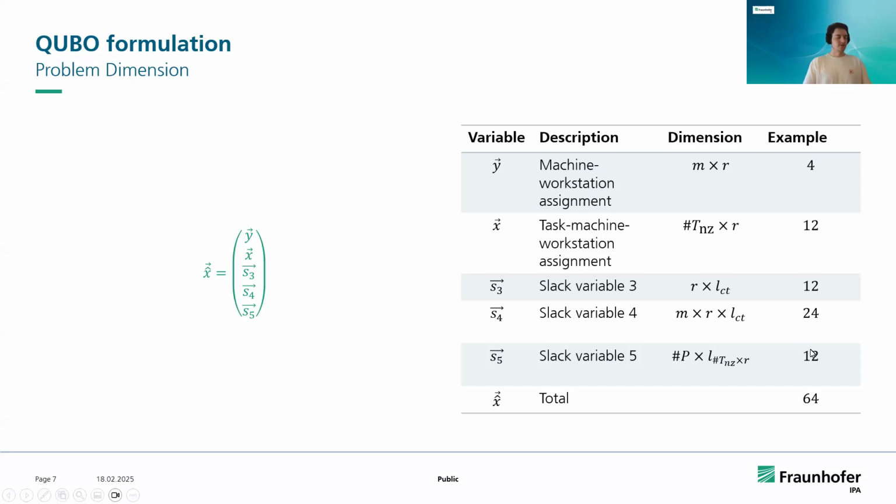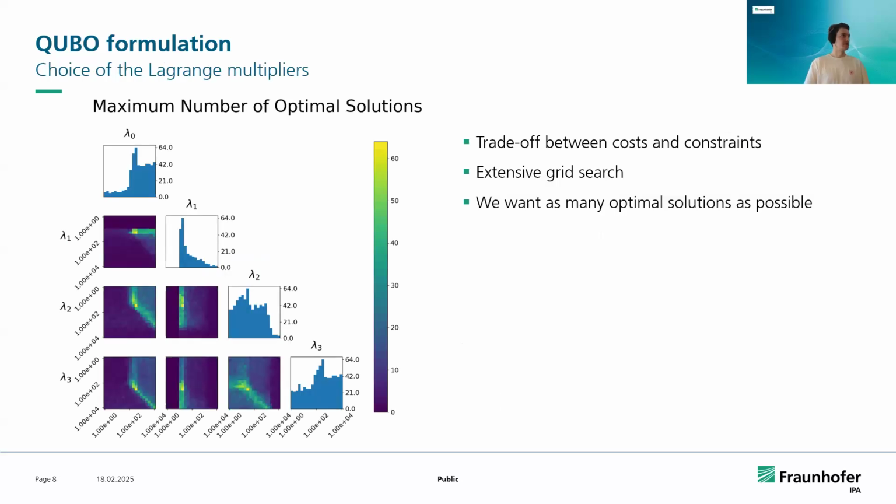Another task we have to fulfill before we can optimize is the choice of the Lagrange multipliers. As I already said, in this case we have 4, and they balance the original cost function with the constraints, because now we don't have hard constraints anymore, but soft constraints, and to still fulfill these constraints, we have to weigh them enough so they don't get lost in the cost function. It's not straightforward how to choose these Lagrange multipliers.